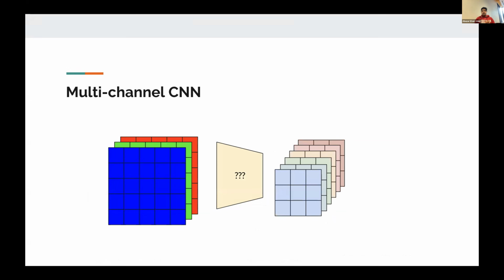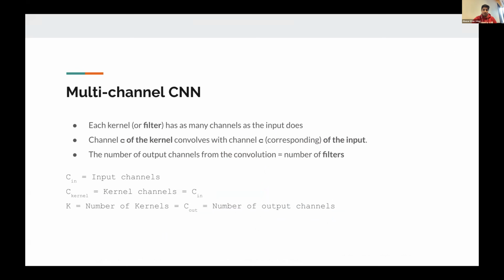Now comes the part which gets quickly complicated, so make sure that we're paying attention, right? So what really happens in a multi-channel CNN? So these are the things you should keep in mind as we go forward.